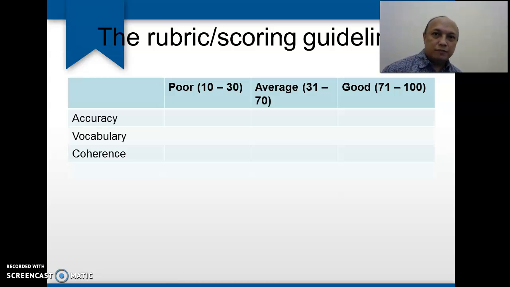Okay, I hope I have given you a general idea of how to test and score speaking and writing. Later, you'll be engaged in doing a speaking and writing test yourself, including drawing a table of a rubric or the scoring guideline.